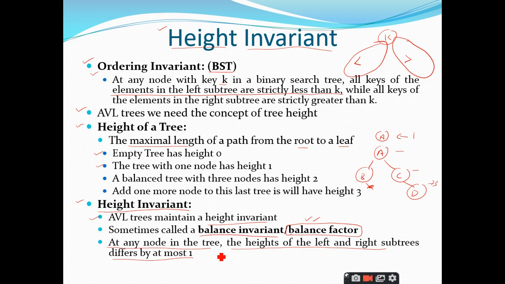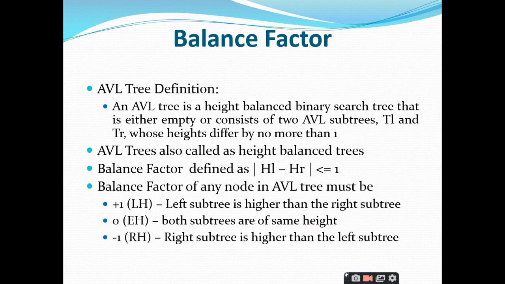So what is this balance factor saying? It is saying that the heights of the left and right subtrees should differ at most by 1. We will see what at most 1 means. Let me go through the next slide also. Is it clear up to this point? Yes, sir.